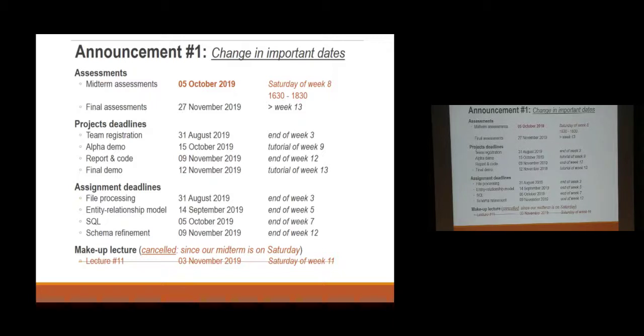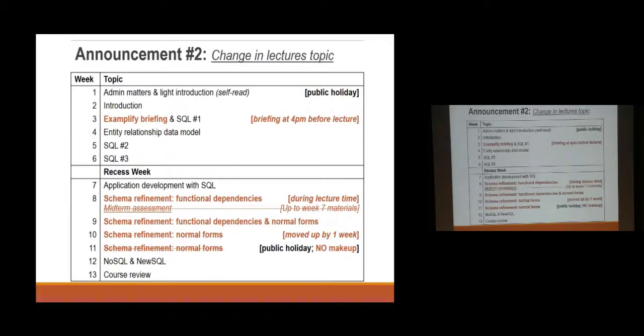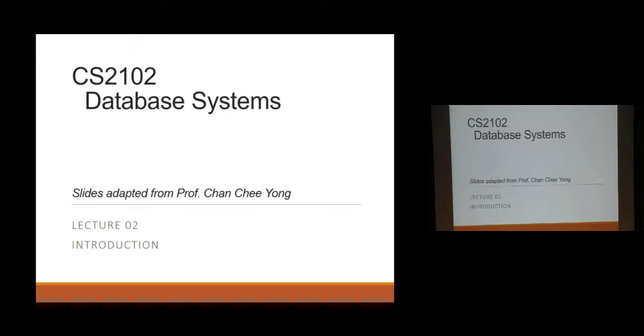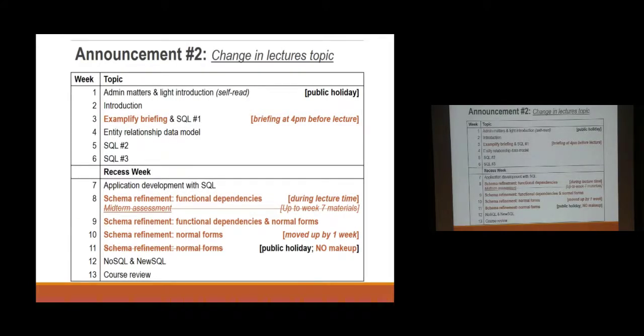The other thing is that because of these changes, we will need to change our lecture schedule. This is the updated schedule. The thing you need to take note of is that next week we will start with a briefing. NUSIT will come down here to give us a short briefing on how to use Exemplify. This will be between 4 to 4:30. And then we continue on with the normal lecture.